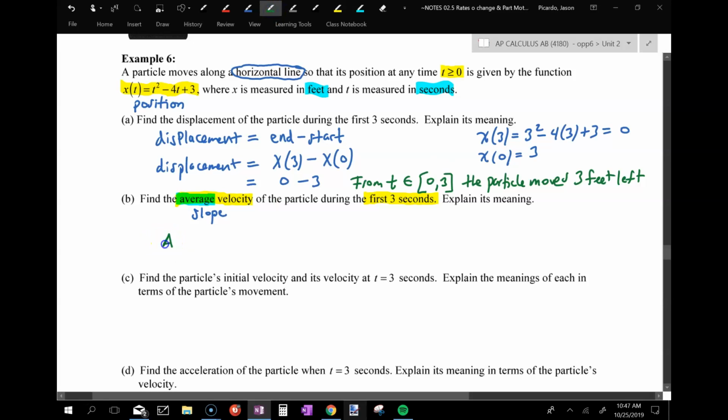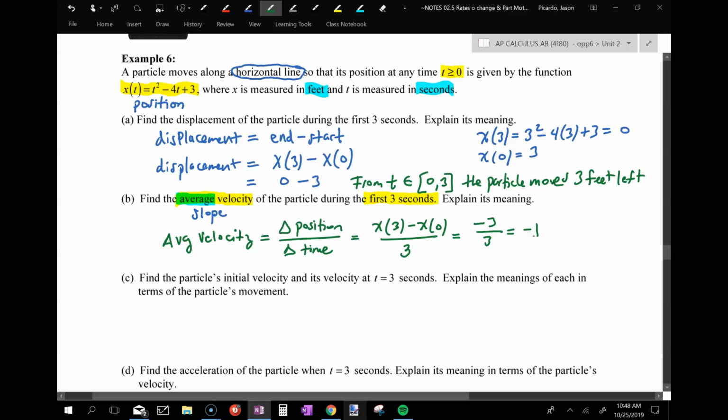So find the average velocity. So average velocity is going to equal the change in position over the change in time. So my change in position would be x of 3 minus x of 0 over 3 seconds, right? It took 3 seconds for that to happen. -3 over 3 gives me -1, right?